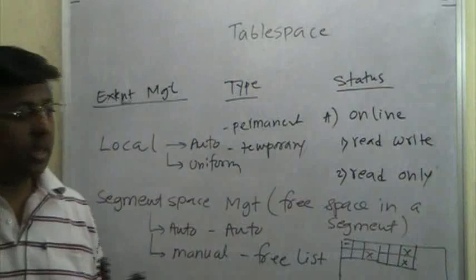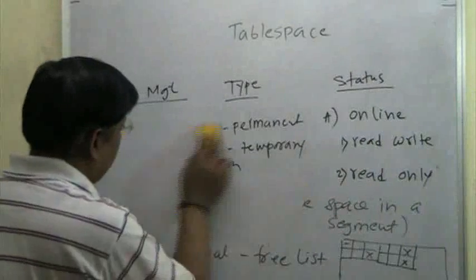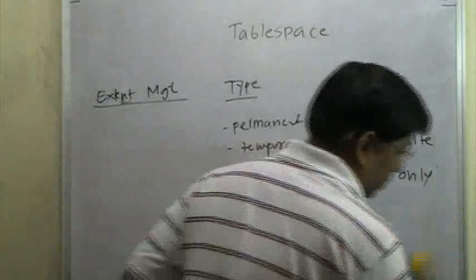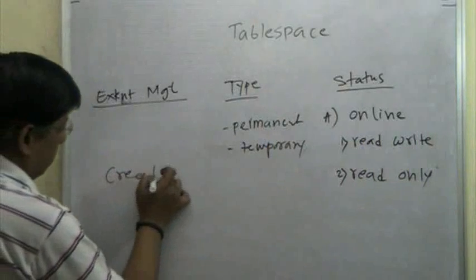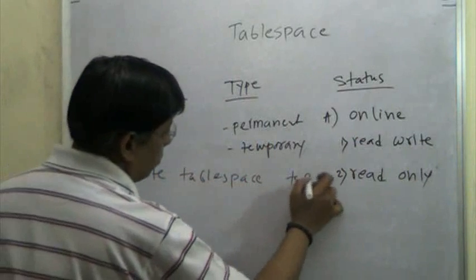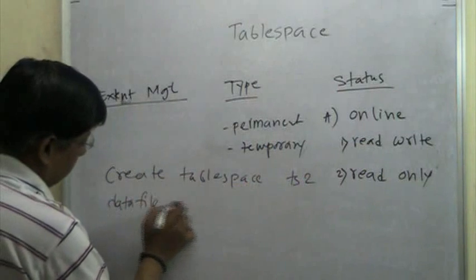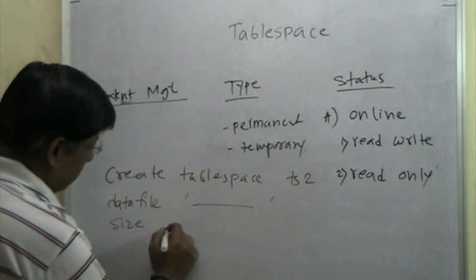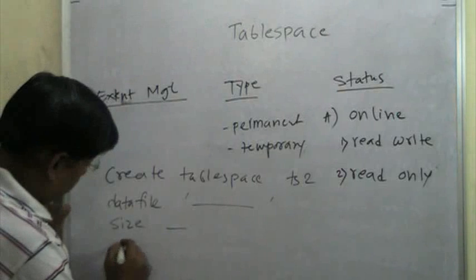How do you create the best table space? My recommendation again is this. You should create, first thing, obviously, a permanent table space. So create tablespace, let us say TS2 datafile, the name of the data file, the size, and then you say extent management local.